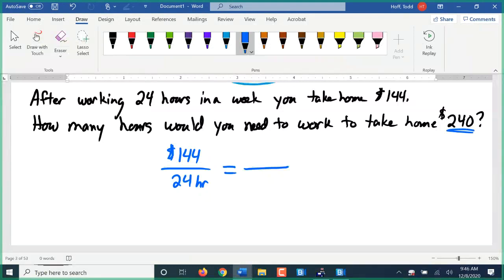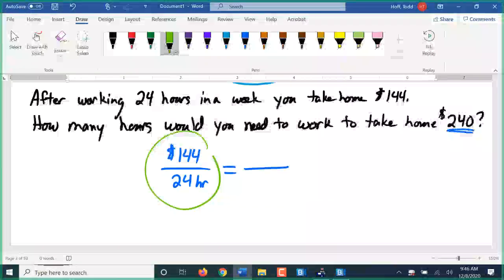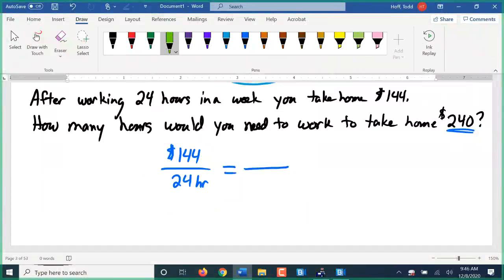Now, I told you it didn't matter where we put the dollars or the hours in this first rate. That's very true. But once we have made that first rate, then the second one has to match it. So since dollars were on top in the first rate, we have to put dollars on top in the second rate. So the 240 goes on top. Whatever we put on bottom here has to be hours. And of course, that's our missing number that we're trying to find. We're going to call that X.